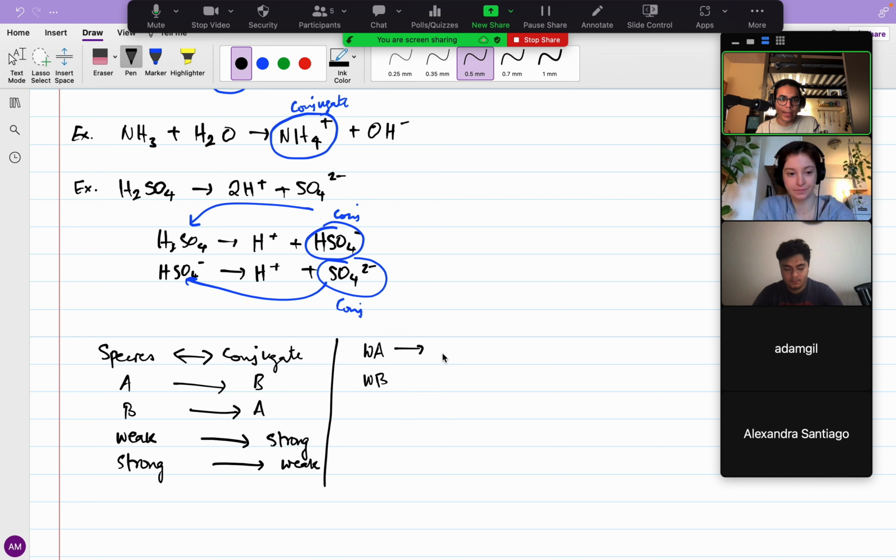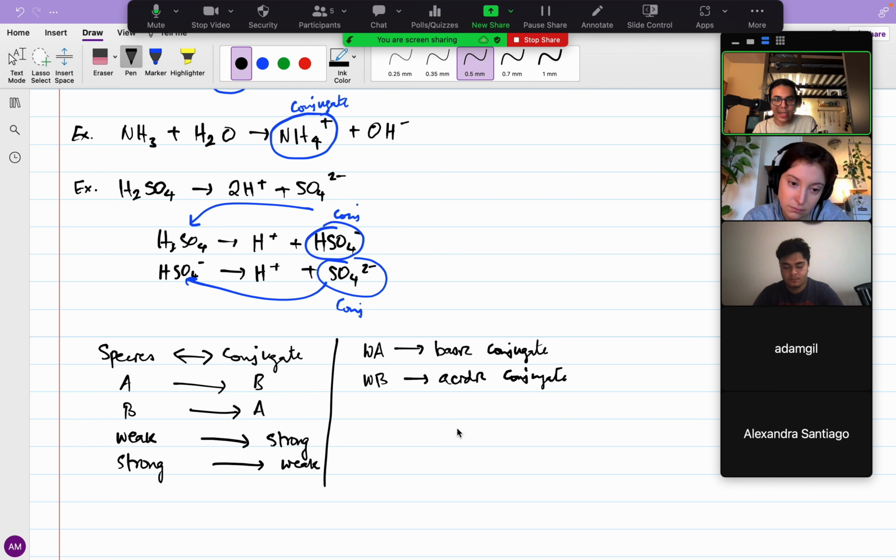Weak acid will give off a relatively strong base, or let's just say basic conjugate, because even though the conjugate is a stronger base than the acid, it's still not like super strong acids and super strong bases. Weak base will give off an acidic conjugate.